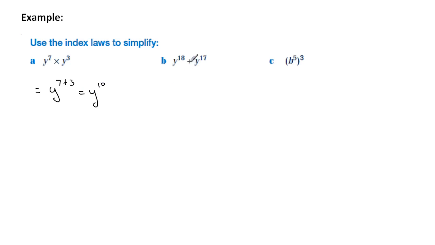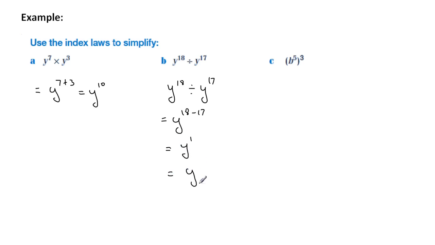Let's have a look at an example where there's a division. We know our law says that we've got to subtract our indices. So we would say y to the 18 divided by y to the 17 means subtract. So let's do that. 18 take away 17, which gives us y to the power of 1, which is the correct answer. But normally when we've got a power of 1, we just write it down as y and we assume that there's a 1 there.